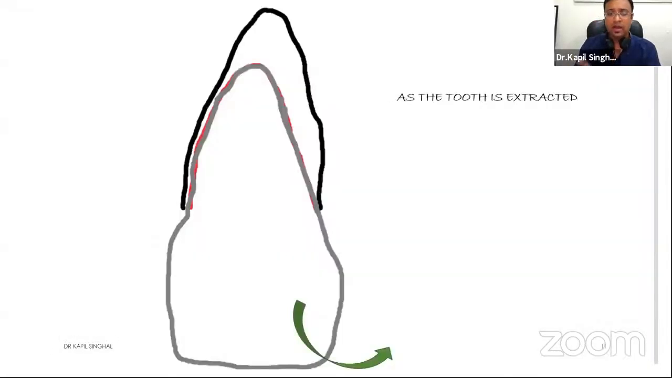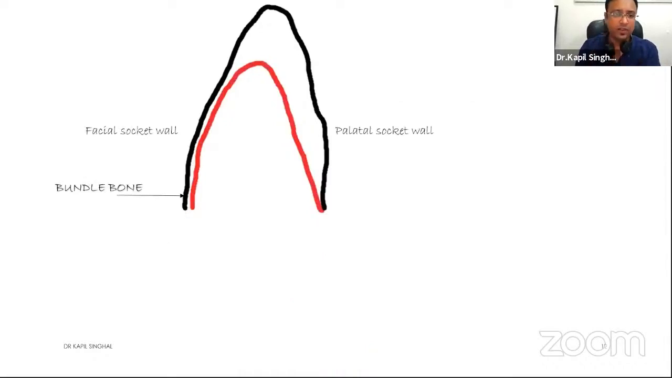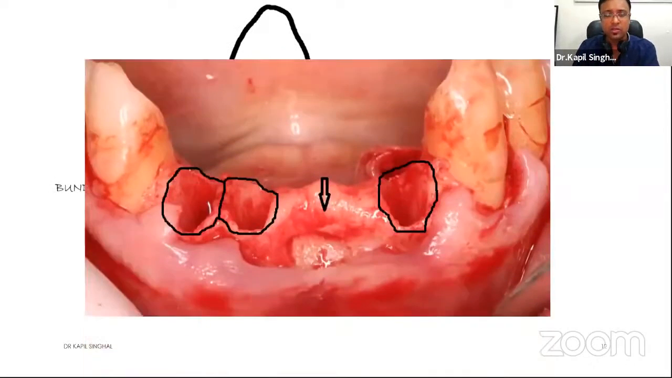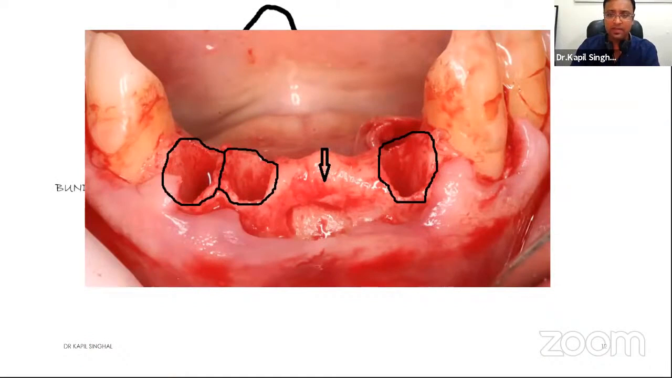Now, also, I told you, as we extract the tooth, that facial bone is very thin and it is mainly composed of the bundle bone. You can see this is a picture of lower anteriors. When we extract the lower anteriors, the socket looks something like this. And if you do not do anything in this socket, after a couple of months what you will see is just a thin shelf of bone that is not good enough even for implant placement.